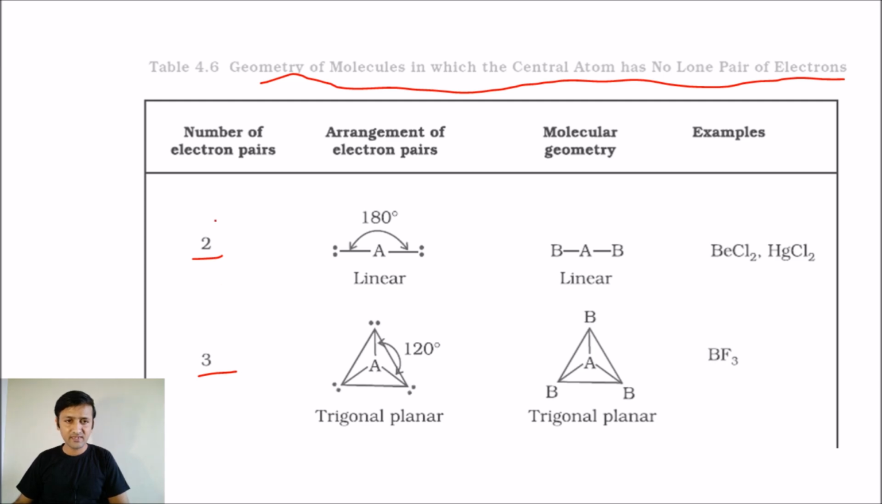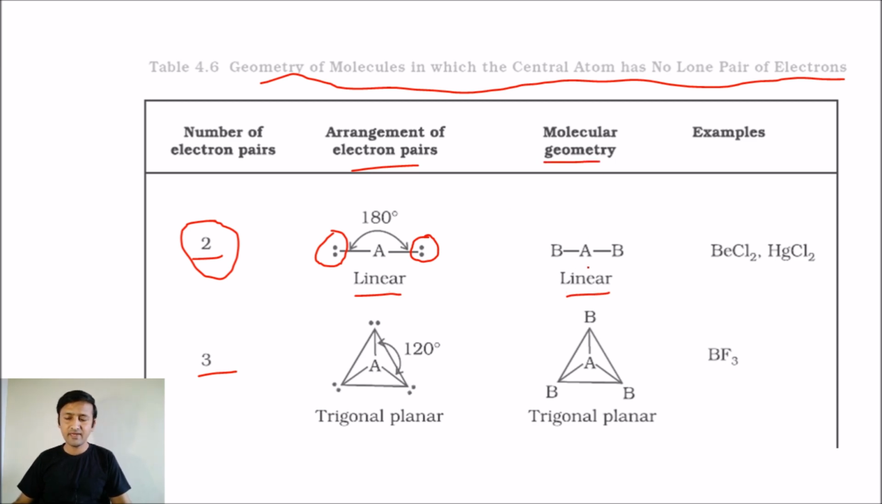If any central atom is having 2 electron pairs around that, what's the arrangement of electron pairs? You know the rule, right? Third postulate says there should be minimum repulsion and maximum distance, right? Now how do these electrons arrange themselves around atom A here? So it should be in a linear fashion, right? So the arrangement should be linear, and the molecular geometry we can take as linear.